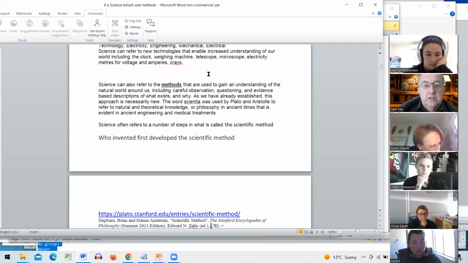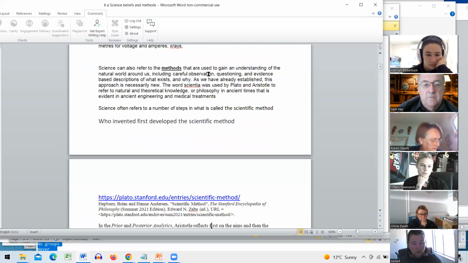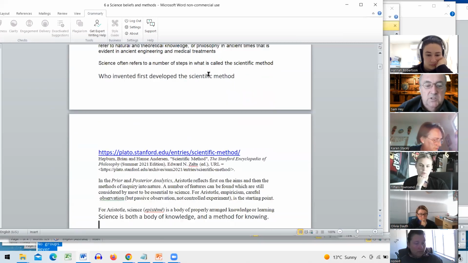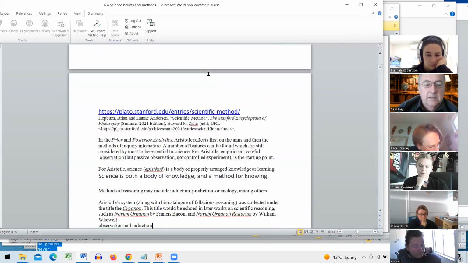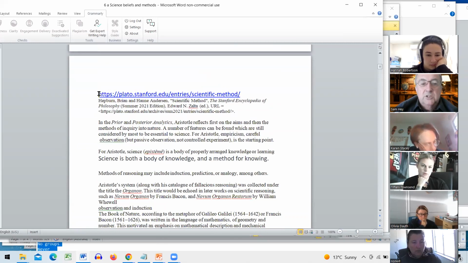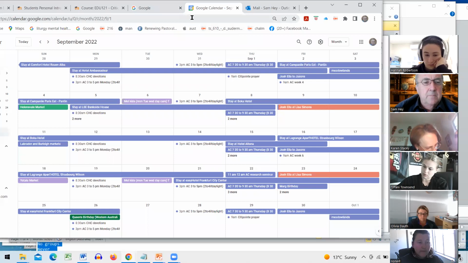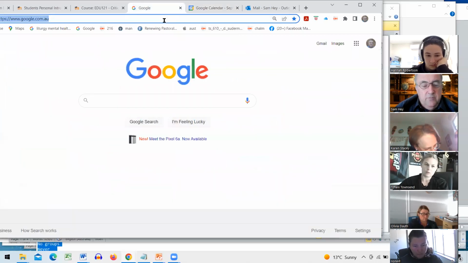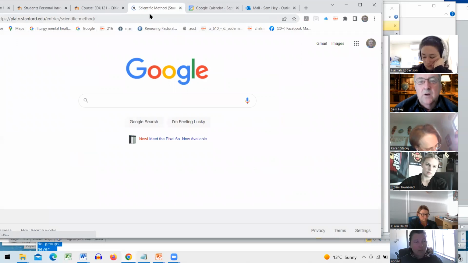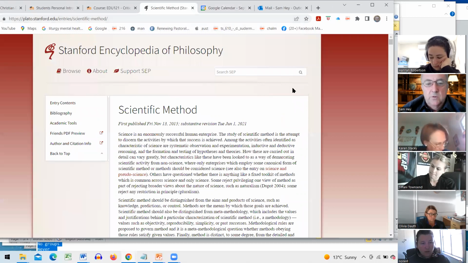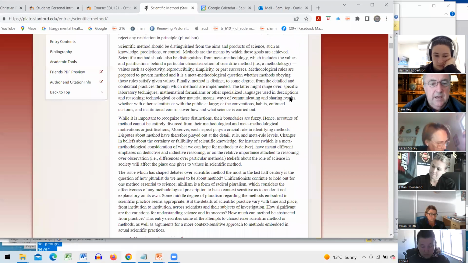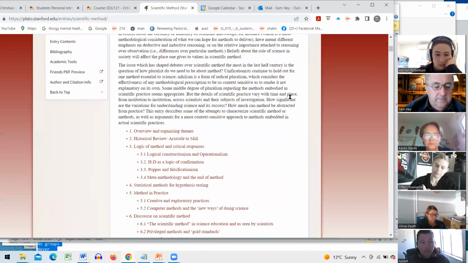So science uses methods, and they do vary a bit from geology to chemistry, but there are also some similarities in these methods. And one of the resources we're going to use quite a bit is the Stanford Encyclopedia of Philosophy. There is an article there on science and scientific method. If we go to that article on the scientific method, you might find it a useful resource to read on the approaches that are used in science.